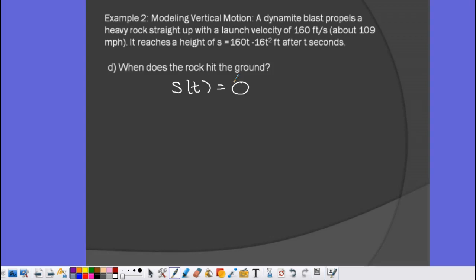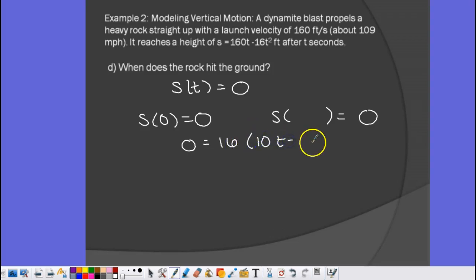Where did the rock start? 0. So S of 0 is 0. So we have to find the other time when this is equal to 0. This isn't that hard because once again, you can factor out a 16, leaving you 10t minus t squared, actually you can factor out t too. So the other time will be 10. So this is the initial launch, and this is when it hits the ground.